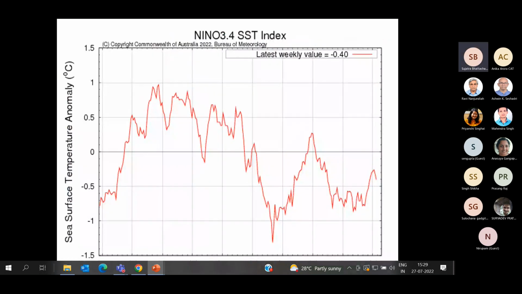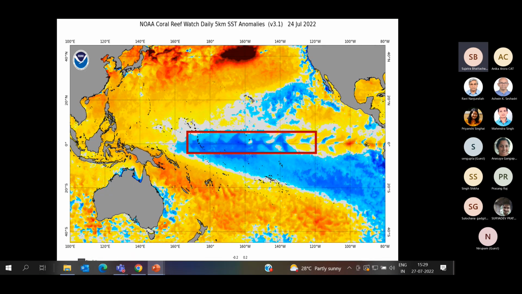Let's look at the state of Niño 3.4. It is minus 0.4 now. It is becoming more La Niña-like. And what I want to remind you is, last time I didn't do it, this time I put the boundary of Niño 3.4.